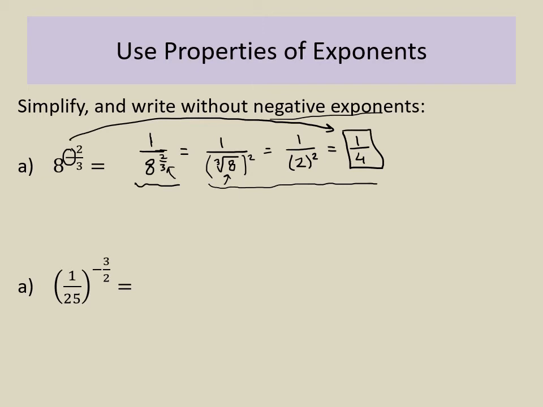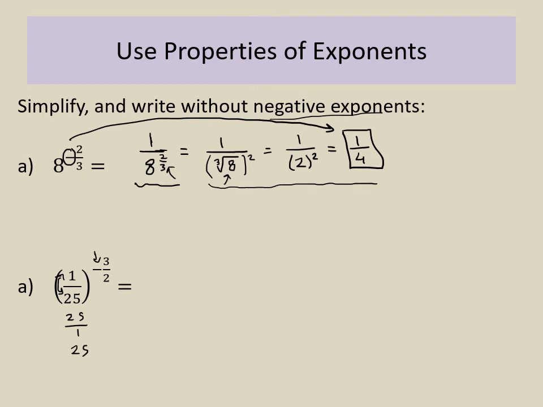Okay, let's do another example. We again have a negative exponent. So 1 over 25 to the power of negative 3 over 2. So once again, I'll ask you, what does a negative exponent mean? It means you flip the base. Okay, so instead of 1 over 25, that's going to be 25 over 1 or just 25.